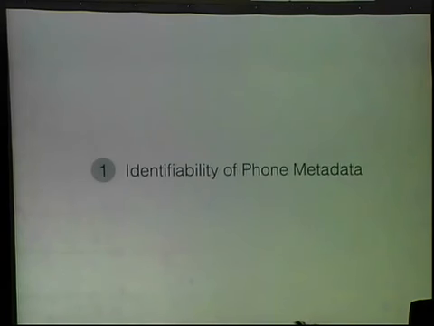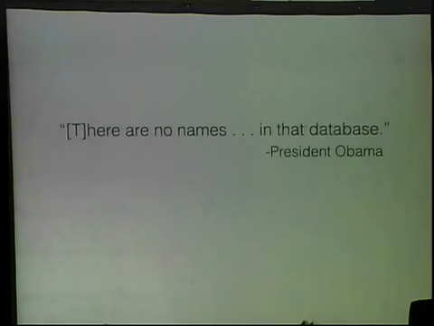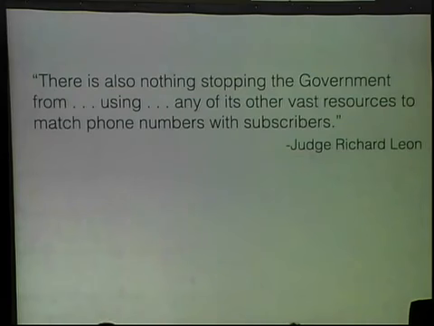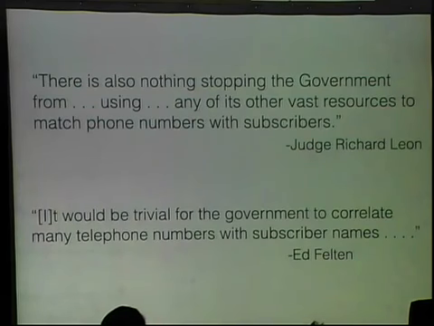So we looked into this idea that phone metadata isn't identifiable. It's an idea that's actually gotten tossed out by some folks who really should have vetted it more thoroughly. For example, here's what President Obama had to say. Here is what Senator Feinstein had to say. And on the other side, Judge Leon from the District of Columbia, the most confusingly titled court, there are two districts, said, gee, it sure seems like it would be easy to identify these. And then Ed Felten at Princeton did a declaration for the ACLU pointing out it sure seems like it would be easy to identify this stuff.